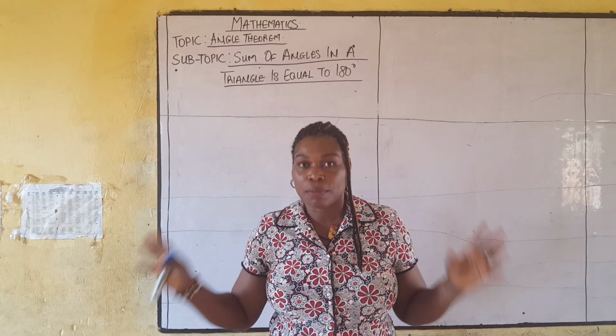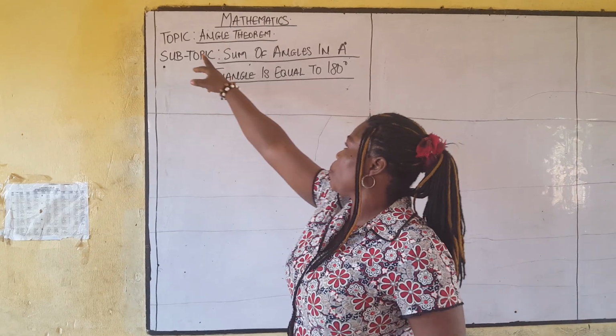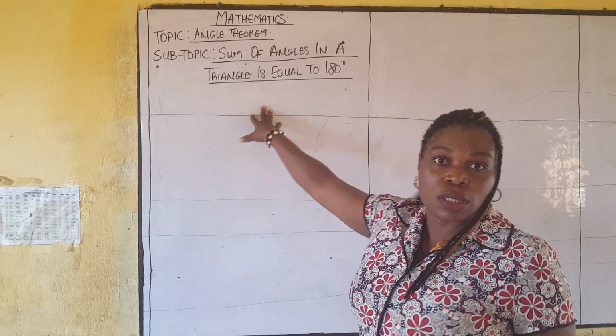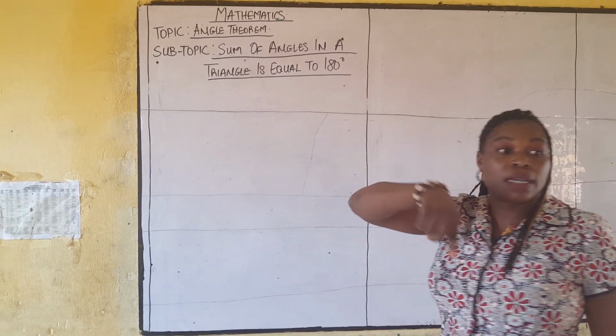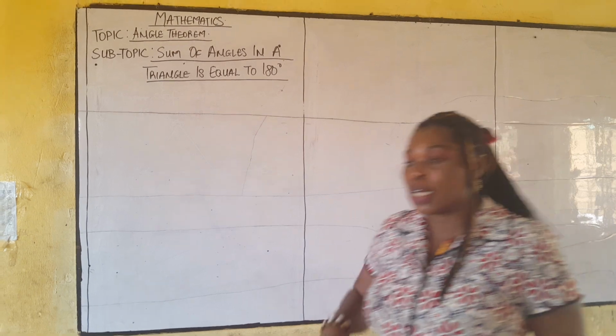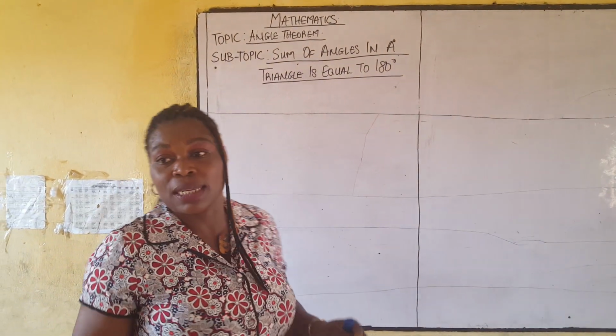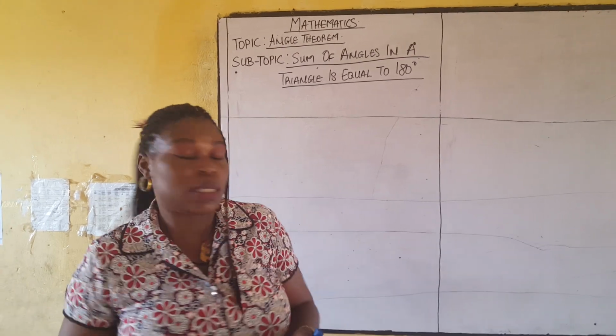Today I'll be teaching mathematics. The topic is angle theory and the subtopic is sum of angles in a triangle is equal to 180. The first thing you are going to do is to put it in writing. Today we'll be proving that the sum of angles in a triangle is 180, and like I said earlier on, you put it in a statement.